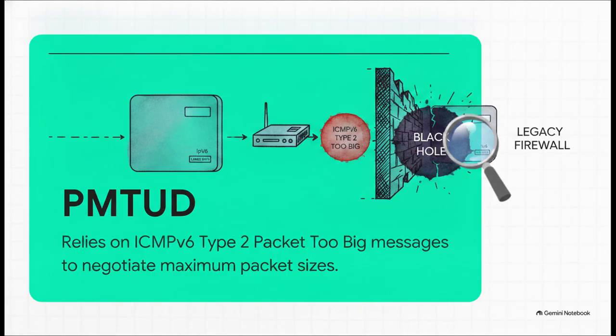But the black hole happens when some overzealous legacy firewall in the middle decides to play bouncer and outright blocks that critical ICMPv6 Type 2 message. The sender never gets the alert, keeps firing off large packets, and your connection just hangs forever.